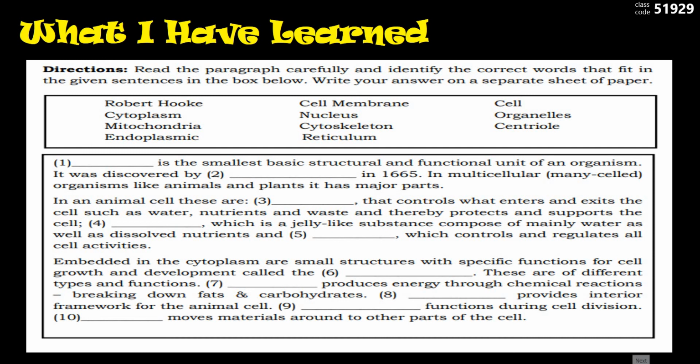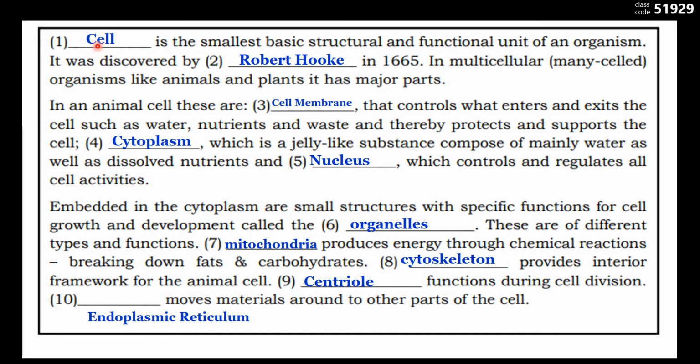Okay, so let's reveal the answer. For number 1, it is cell. Cell is the smallest basic structural and functional unit of an organism. It was discovered by number 2, Robert Hooke, in 1665. In multicellular, many-celled organisms like animals and plants, it has major parts.